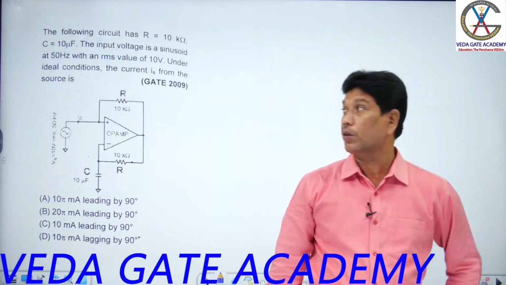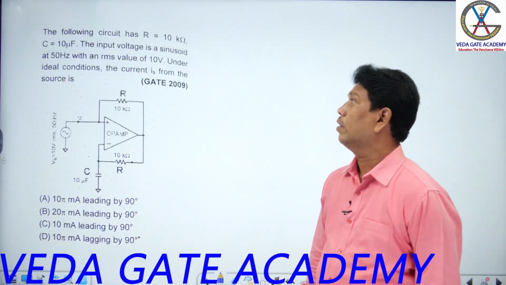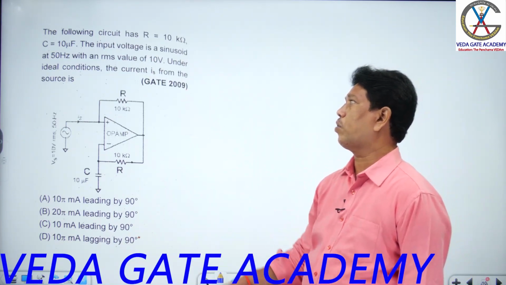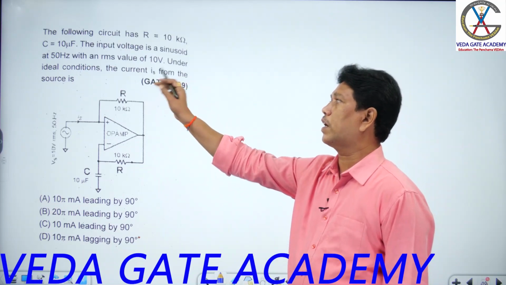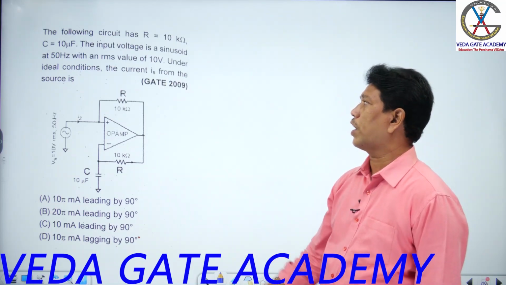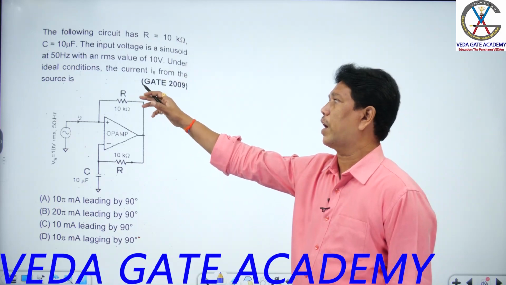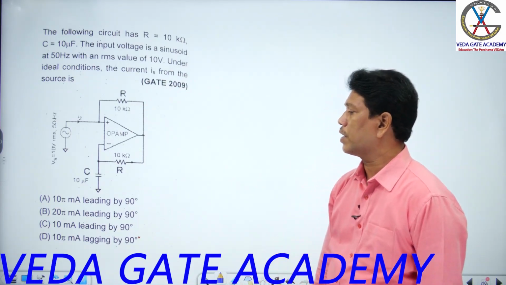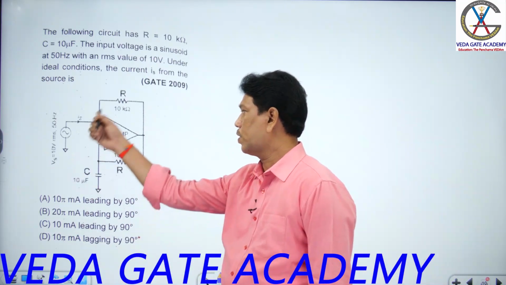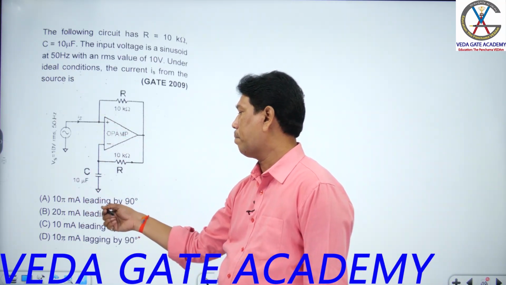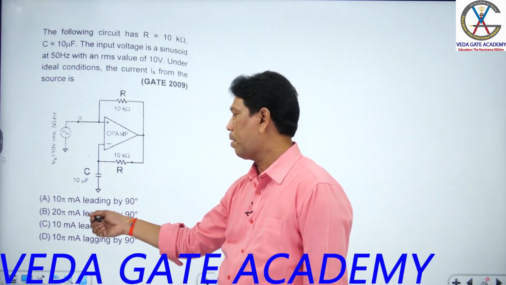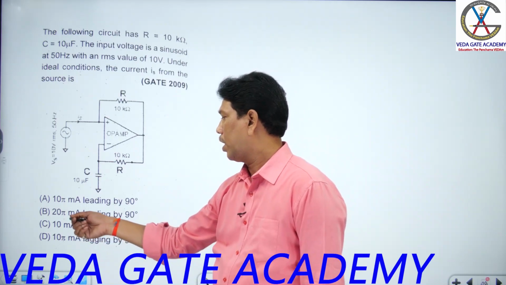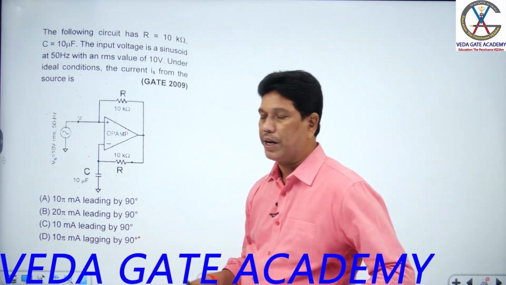Okay. Check out the next one. The following circuit has R equal to 10 kilohms, C equal to 10 microfarad. The input voltage is sinusoidal at f equal to 50 hertz, with an RMS value of 10 volt, under ideal conditions. The current IS from the source is, you can call, this op-amp circuit given. The options are 10 pi milliampere leading by 90, 20 pi milliampere leading by 90, 10 milliampere leading by 90, 10 pi milliampere lagging by 90 degrees.